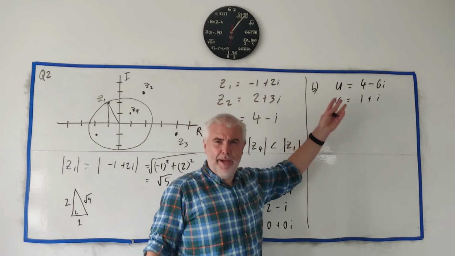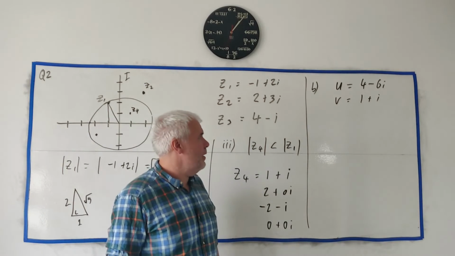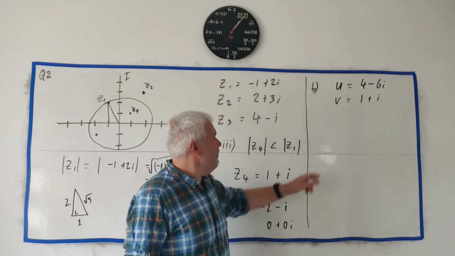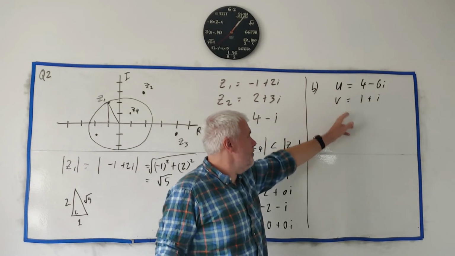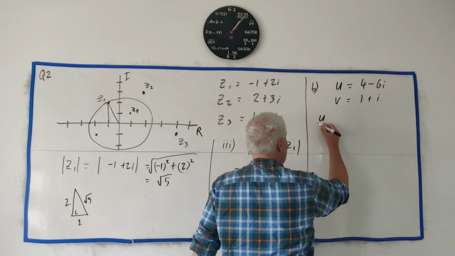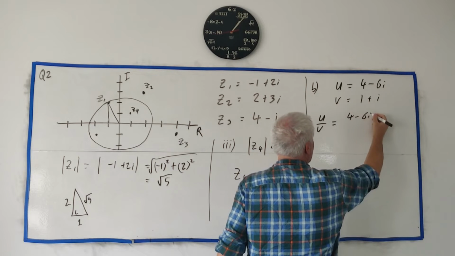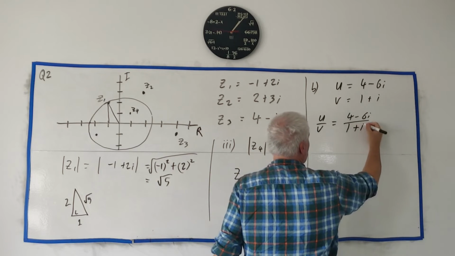Because part B gets back to being a much more standard type of question, you'll probably deal with a division question in the exam. They give you two complex numbers, u and v, and they basically just want you to divide them, u divided by v. What's that going to look like? We can write 4 minus 6i divided by 1 plus i.